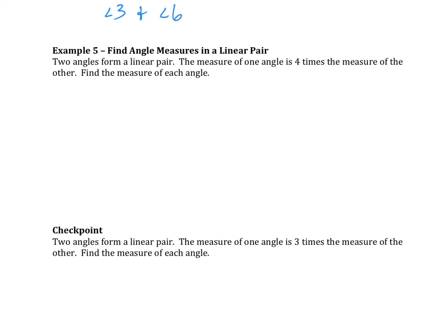Okay. I think we're on to our last example. Find the angle measures in a linear pair. So 2 angles form a linear pair. This means they add up to 180. The measure of one angle is 4 times the measure of the other. Find the measure of each angle. So what we have is we have the first angle and the second angle.